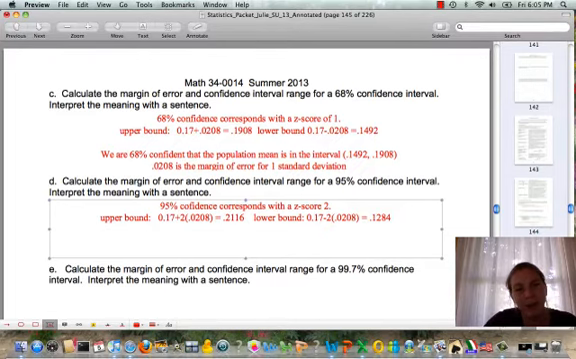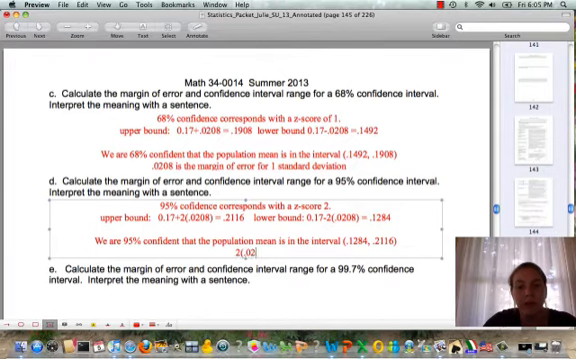Okay, so now we can summarize that we are 95% confident that the population mean is in the interval 0.1284 all the way up to 0.2116. And then the margin of error is 2 times 0.0208, which would be 0.0416.